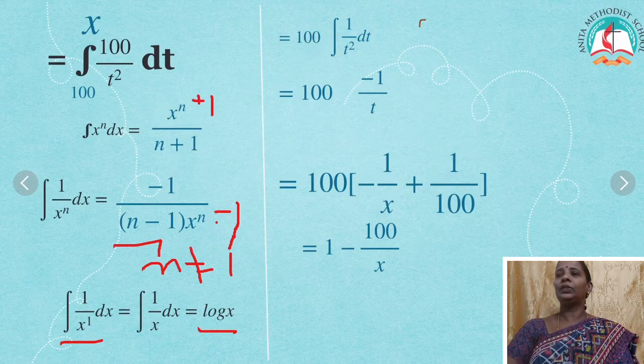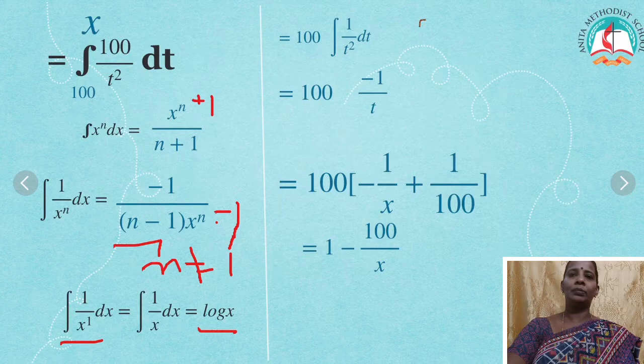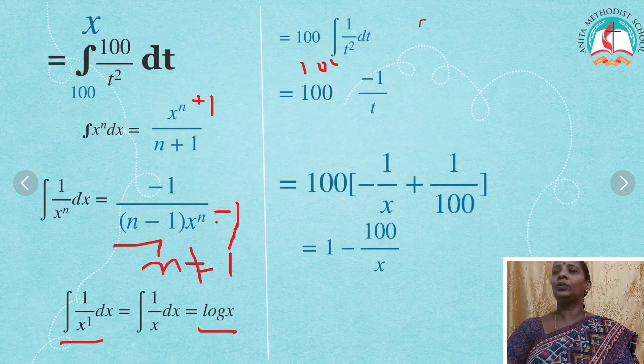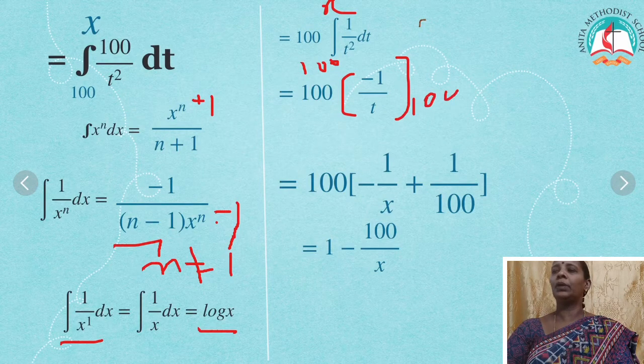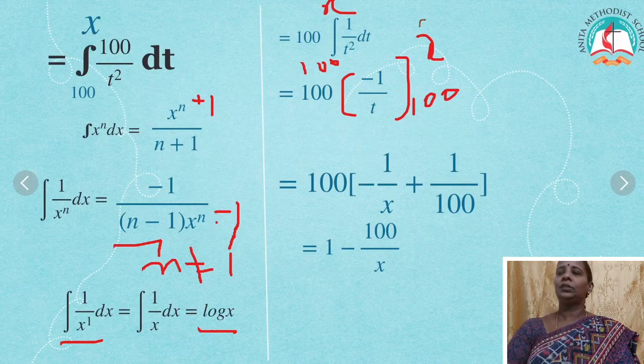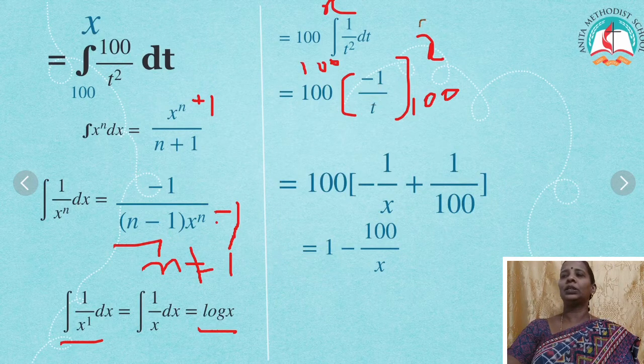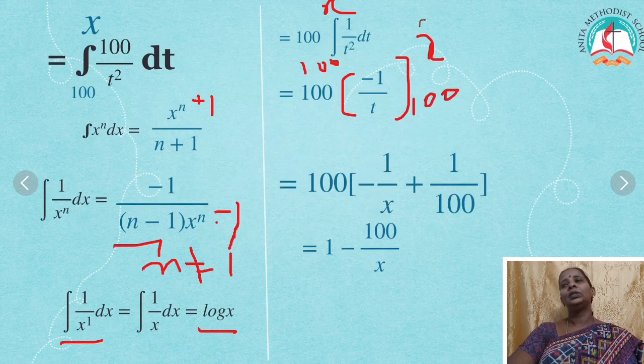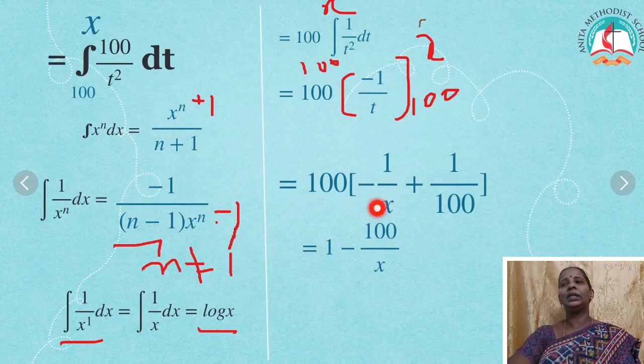Now 100 into 1 by t square, because 100 is a constant I am writing it outside, 1 by t square into dt. Now 100 into, and what is the limit here? 100 to x. After you do the integration, it becomes minus 1 by t, from 100 to x. Now apply the upper limit, which is minus 1 by x, plus, minus into minus. When you substitute the lower limit, minus into minus become plus, so which is 1 by 100. t is replaced by x and t is replaced by 100.